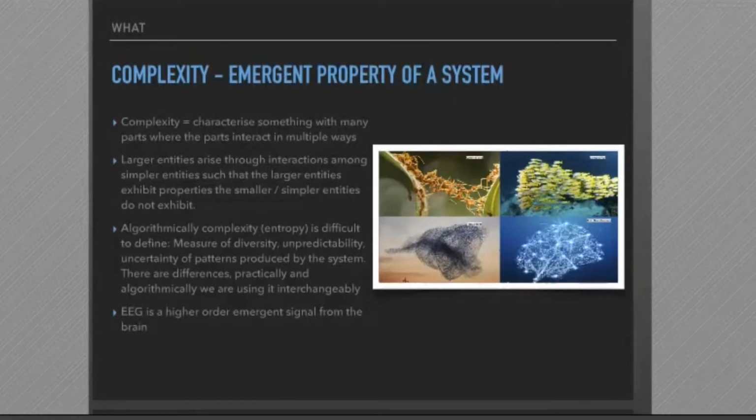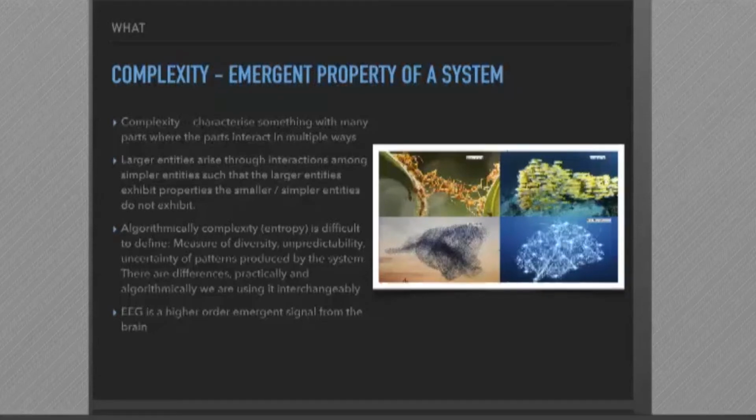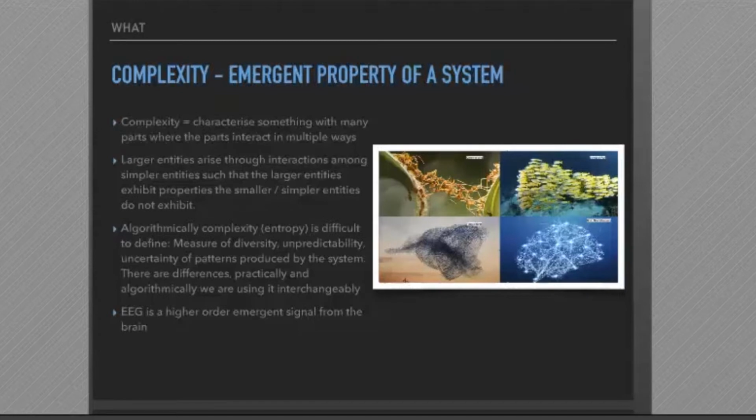So what is complexity? Complexity can be thought of as an emergent property of a system. There are many systems, large entities, which are made up of smaller, simpler entities. And each of these simpler entities have certain properties. However, the larger entity itself demonstrates much more complex properties compared to the simpler individual entities. And to measure or quantify this larger entity is what can be loosely termed as complexity.